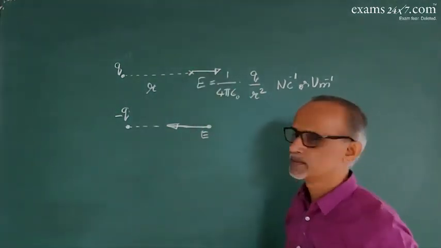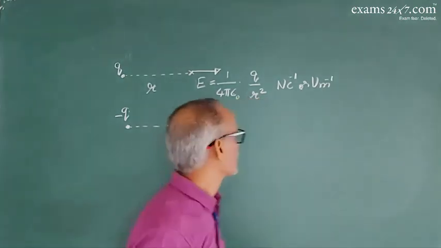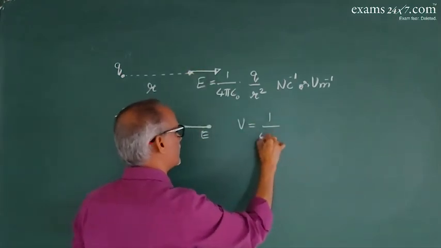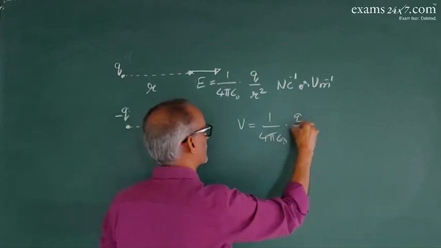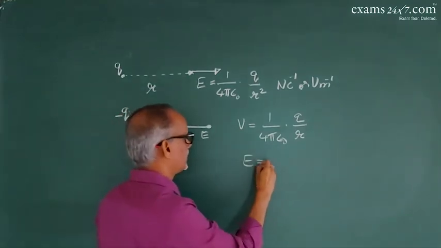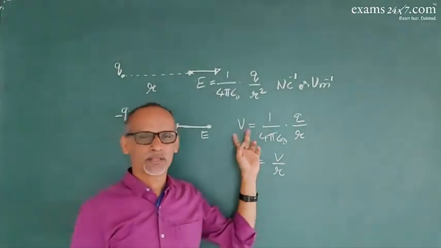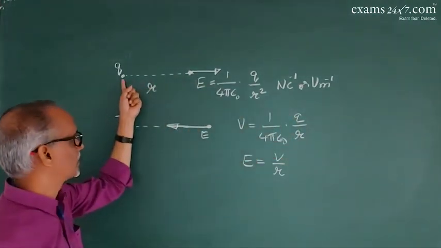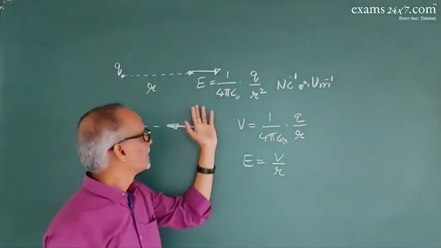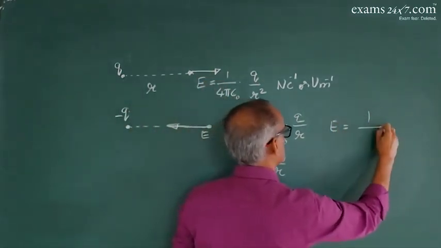At the same point, we can even measure the electric potential. So what is the electric potential at these points? It's given by V is equal to 1 by 4 pi epsilon naught Q by R. So that E and V are related by E is equal to V by R. Electric potential is a scalar. So therefore it is positive in the case of positive charge and negative in the case of negative charge.